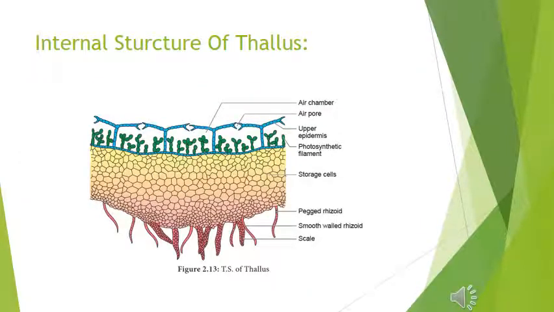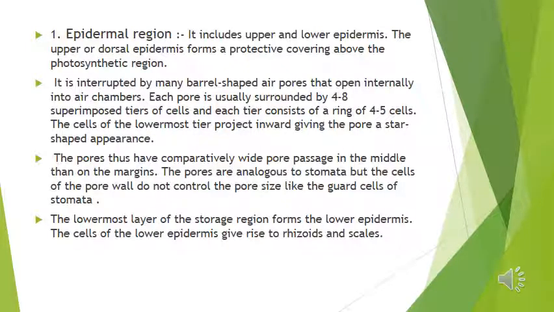Now we will see the internal structure of the thallus. A cross section of the thallus shows three distinct regions. First, the epidermal region, second, the photosynthetic region, and third, the storage region. First, the epidermal region. It includes the upper and lower epidermis.